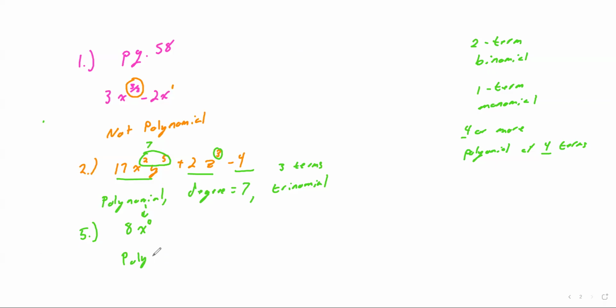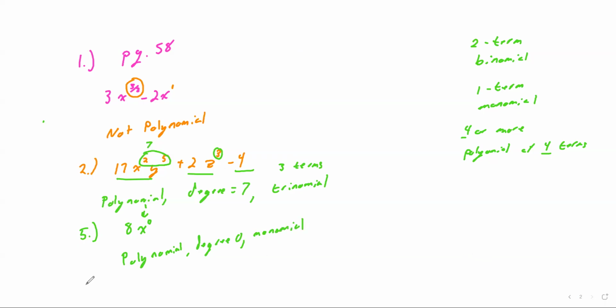That's why I like the term whole number rather than just non-negative integer, because then you know it's counting numbers plus the 0. So it is a polynomial. It would be degree 0. And there's only one term, so this will be considered a monomial.